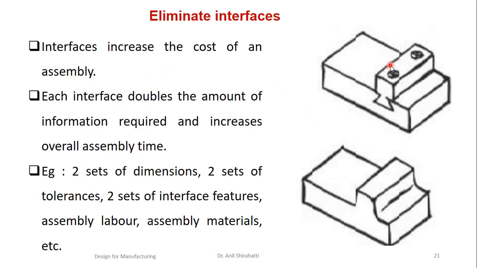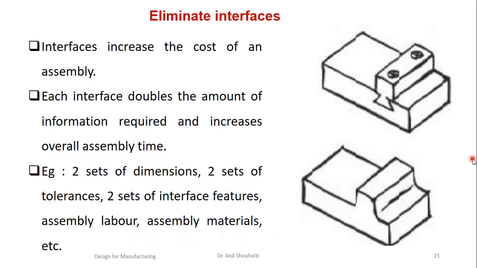Next is eliminate the interfaces. Interfaces increase the cost of the assembly. Each interface doubles the amount of information required and increases the overall assembly time. For example, two sets of dimensions, two sets of tolerances, two sets of interference features, assembly labor, assembly material, etc.